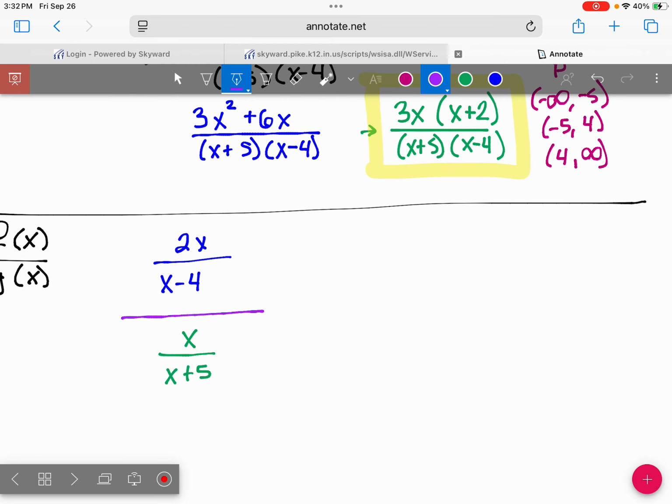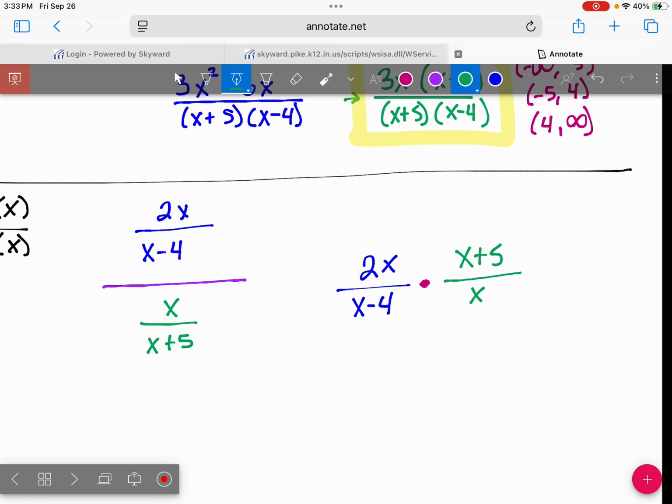Well, when we have fractions divided by fractions, that's when we're going to use our keep, change, flip. We keep this, we're going to change the sign to multiplication and flip this guy. So we're going to have our 2x over x minus 4 times the reciprocal, our x plus 5 over x. So now I have pieces that we can multiply together.